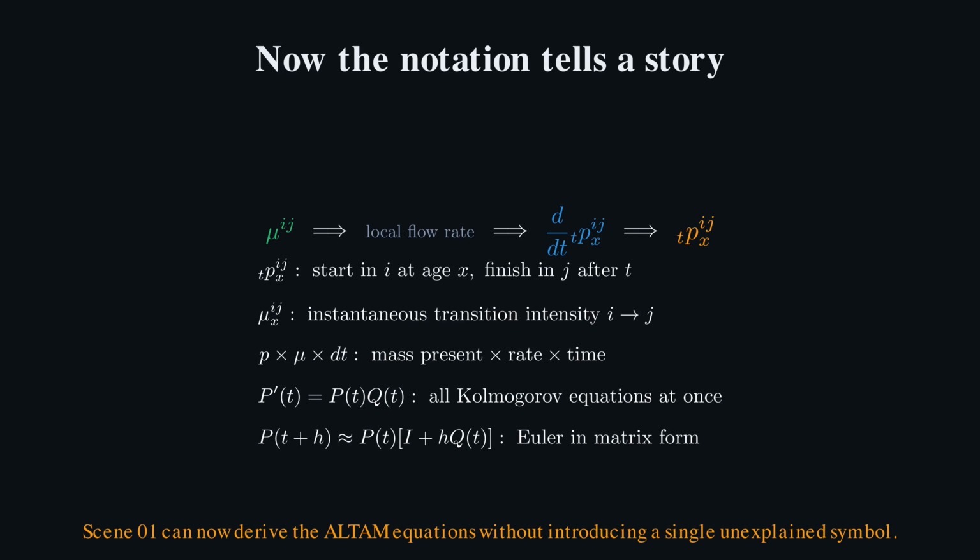The chain is: intensities give local flow rates, those rates give the Kolmogorov derivatives, and the derivatives give the transition probabilities. Scene 1 can now derive the ALTAM equations without an unexplained symbol.